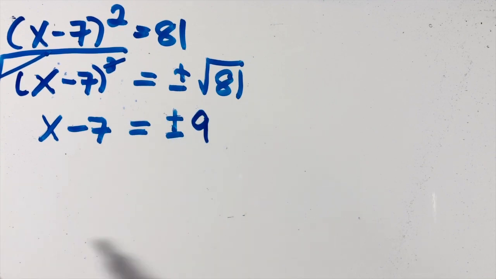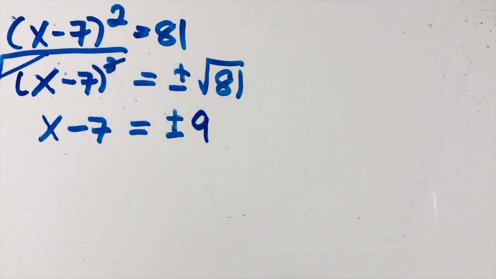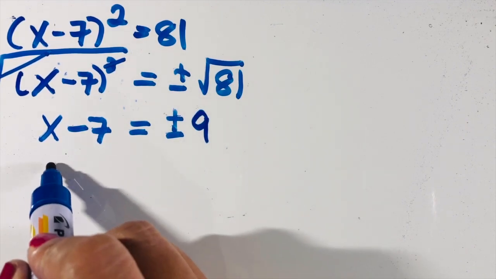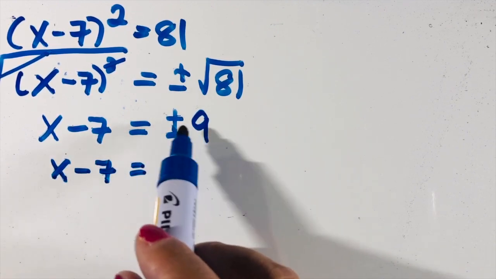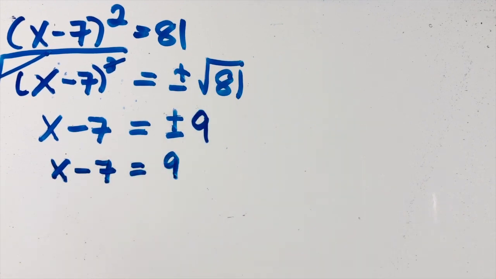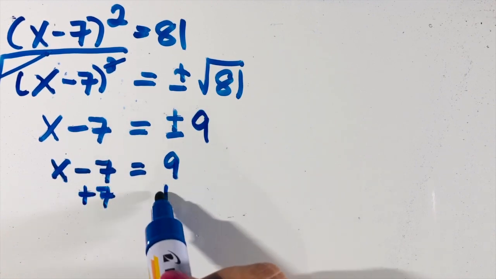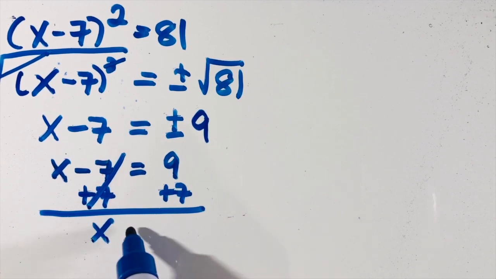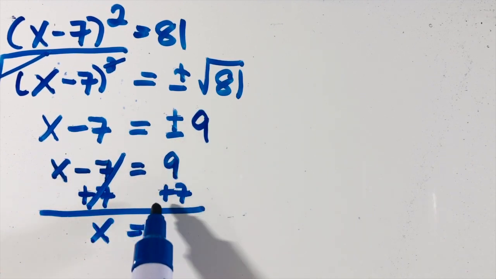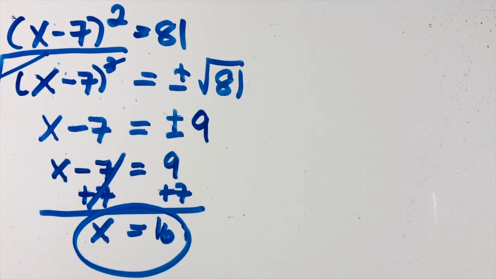So let us use the plus. Okay, we will use the plus 9. So this will be x minus 7 equals positive 9. Then add 7 on both sides to find x. Cross this out, bring down x, and we have 9 plus 7 is 16. So this is the first value of x. How about the second value of x?